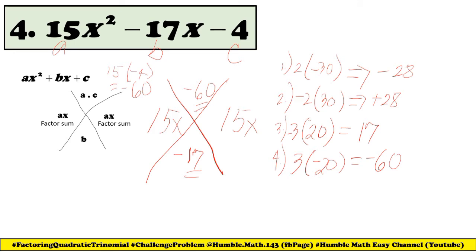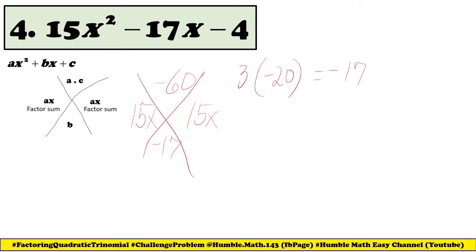I have to erase this. This should be negative 17. As you notice, we now have negative 17, the same here on the lower part. So the factors should be 3 and negative 20.